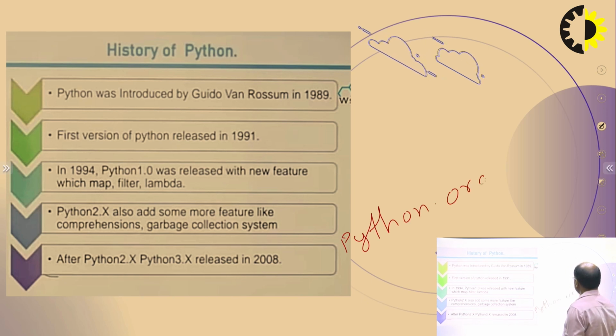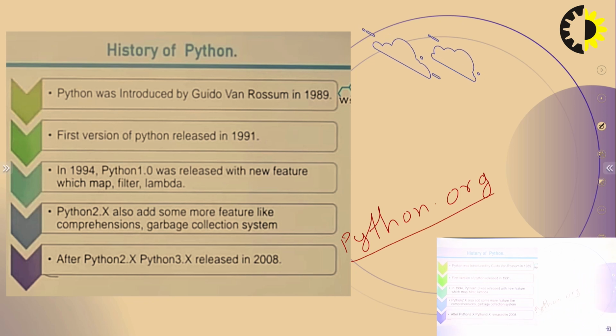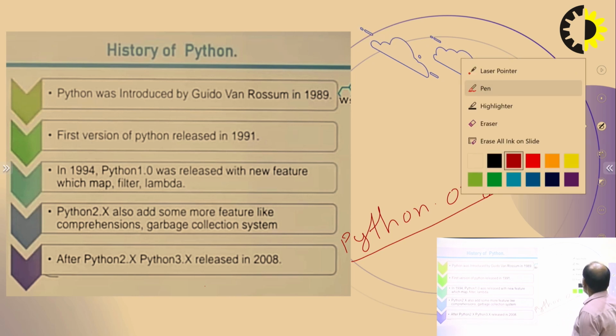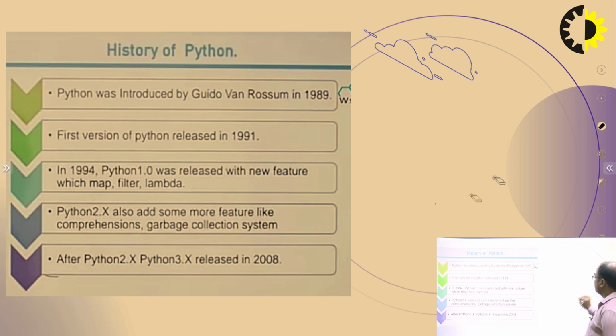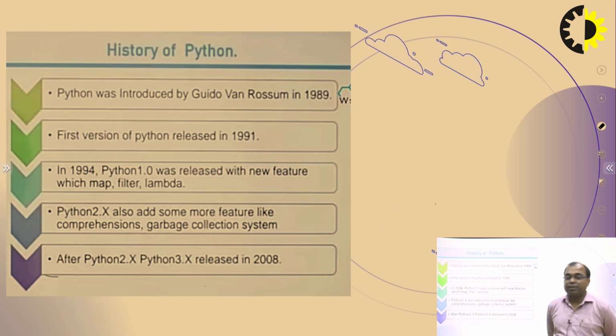python.org. It's open source. You do not have to pay for this. We can just go to this site and download the latest version. They have not deleted the older versions either. You may download an older version, but it is better to download the latest version of Python.